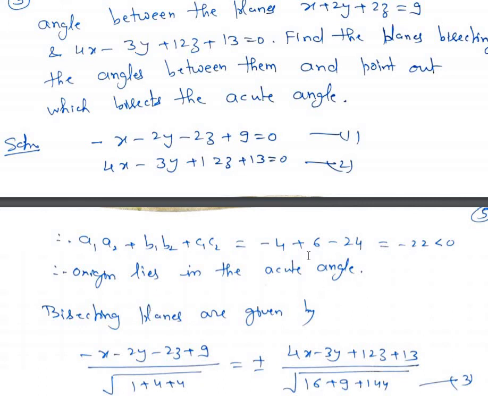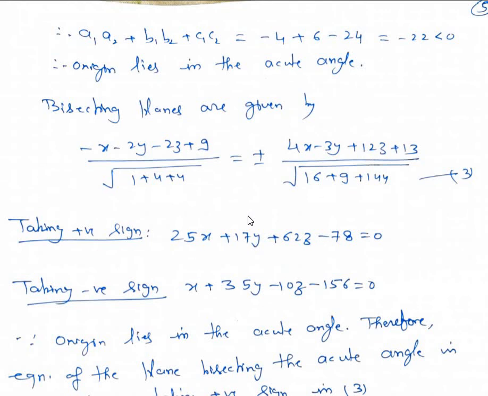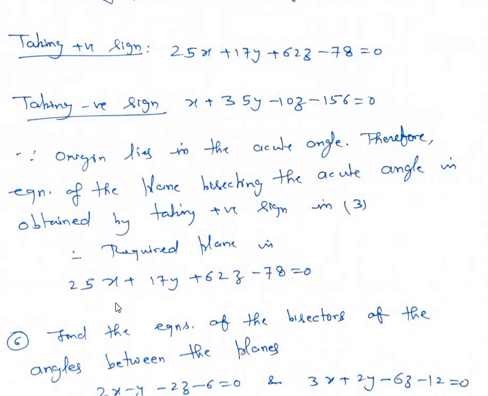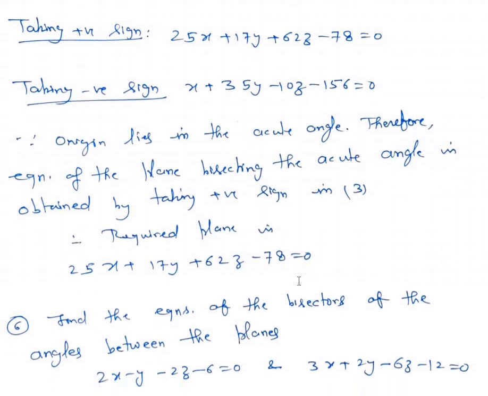Now we have to point out the plane which bisects the acute angle. Because the origin lies in the acute angle and we have to find the bisector of the acute angle, we have to take the positive sign in this formula. So by taking the positive sign, we got 25x plus 17y plus 62z minus 78 is equal to 0. Therefore the required plane is 25x plus 17y plus 62z minus 78 is equal to 0.